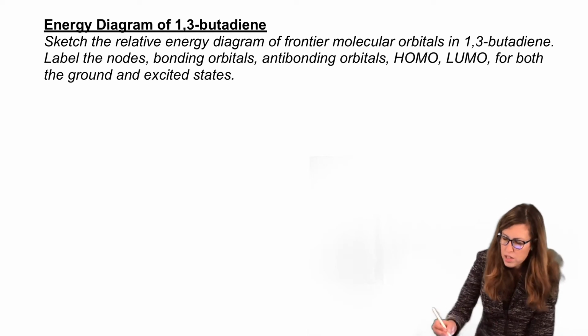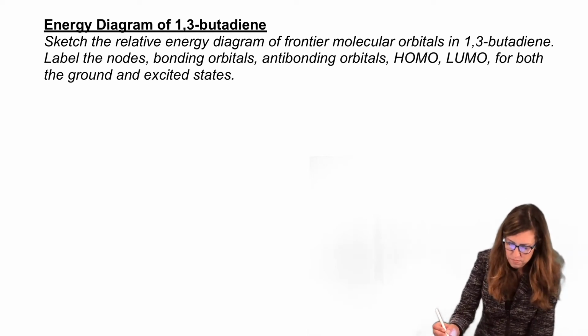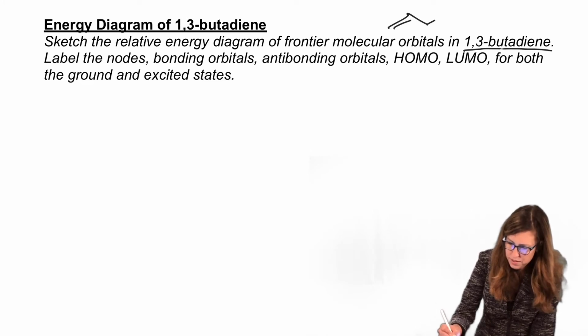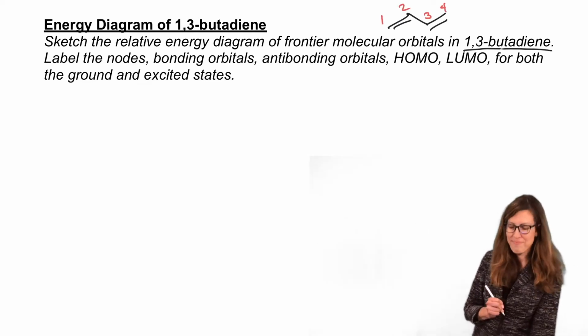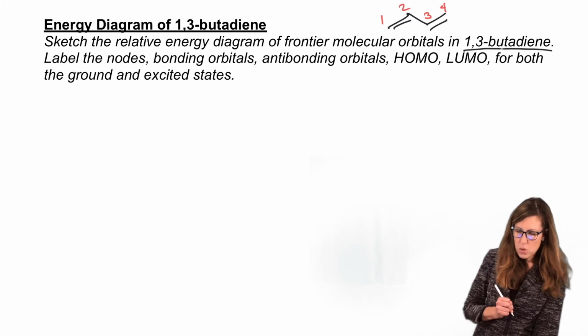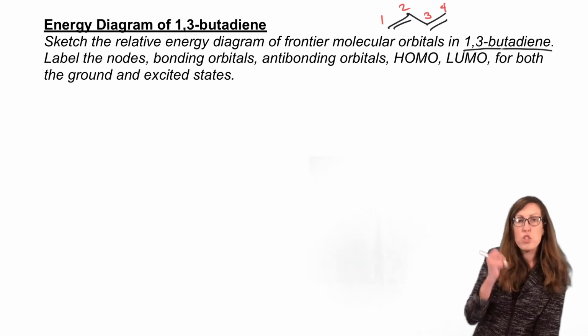Okay, so we're going to do 1,3-butadiene. So that looks like this. 1, 2, 3, 4, 1,3-butadiene. Okay, so what do we know about 1,3-butadiene? We know we have 2 pi bonds.